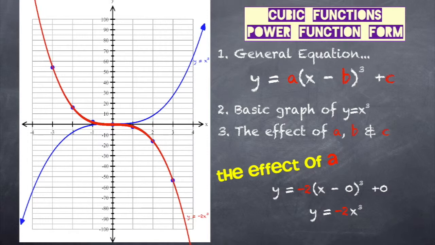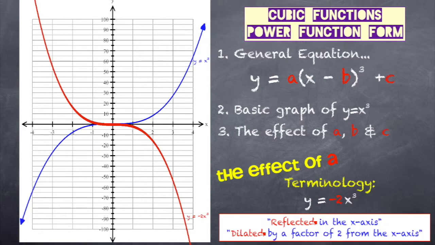Now why does the red graph appear thinner? Well, it's because for any given value of x, it is twice the distance away from the x-axis as what the blue graph is. Now, this is because the magnitude of the a value at the front of the x cubed is equal to 2. Therefore, we would say the graph has been reflected in the x-axis and dilated by a factor of 2 from the x-axis.